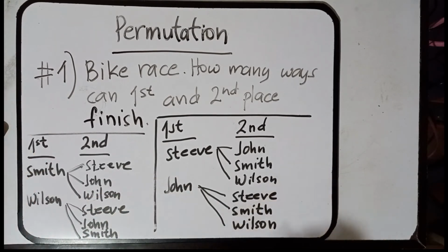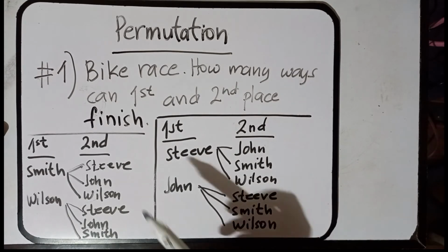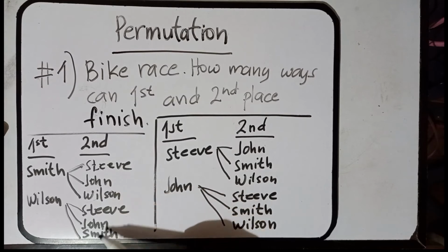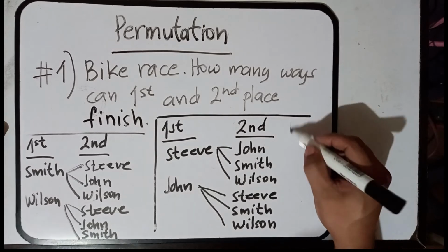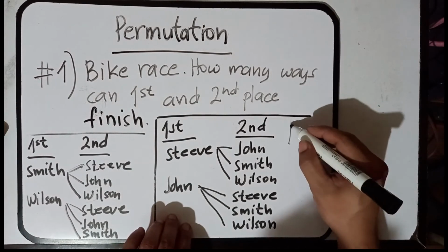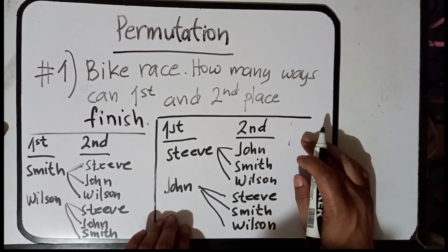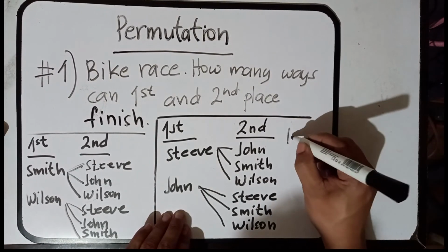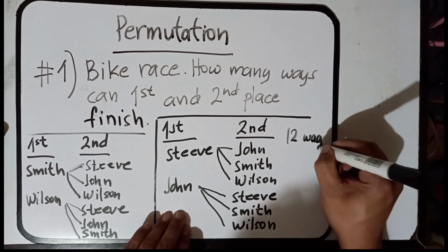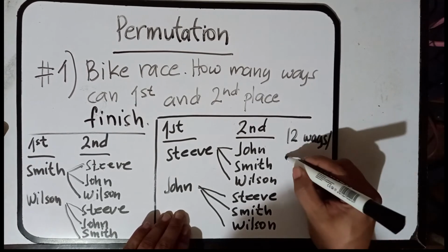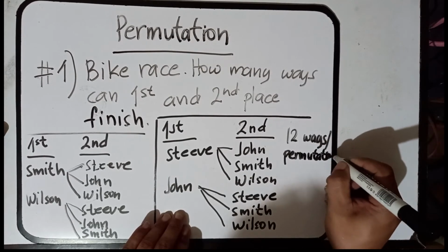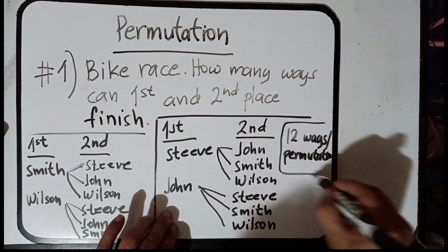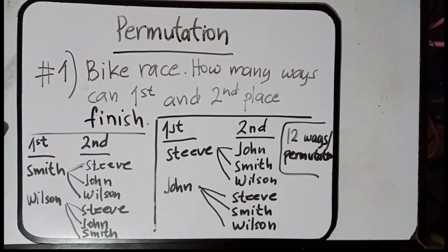So these are now the total number of permutations. How many permutations do we have? Okay, so we have 1, 2, 3, 4, 5, 6, 7, 8, 9, 10, 11, 12. So we have 12 ways, or 12 permutations. So that is how you do the permutation.